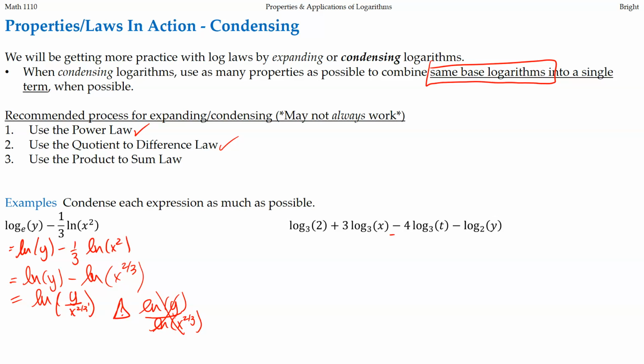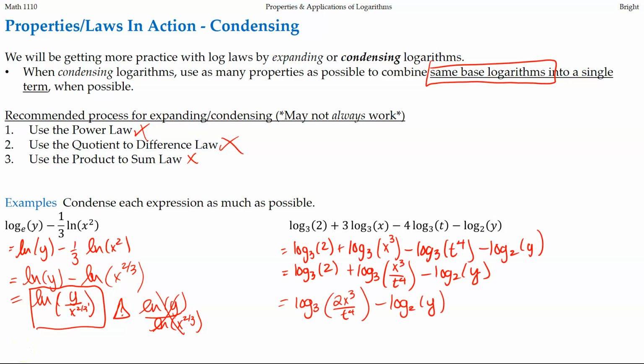Then at this point, is there anything else I can do to condense it? Can I use the power law? Nope. Can I use a difference law? Nope. And product of sum? There's no sum, so can't use that. So I'm done here. That's my final answer: natural log of y over x to the 2/3. For the next one, I want you to pause the video and try it on your own.